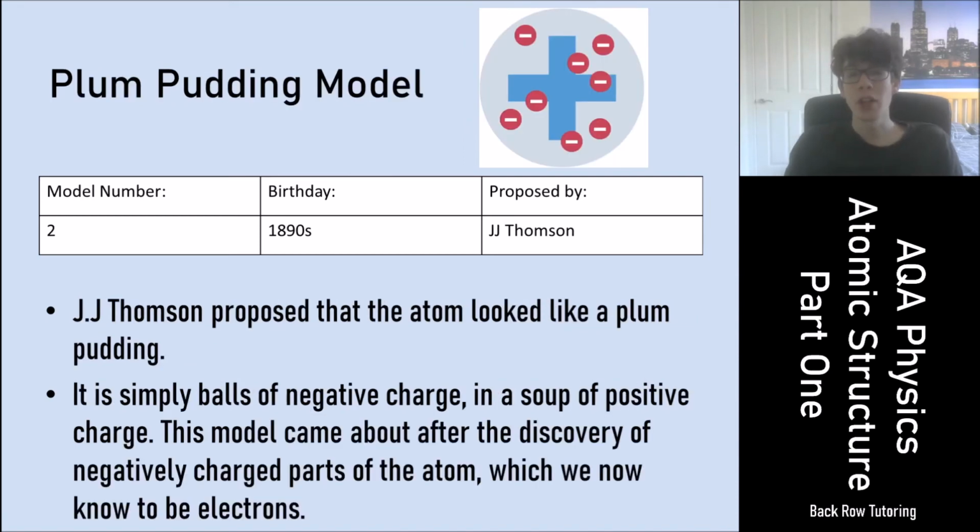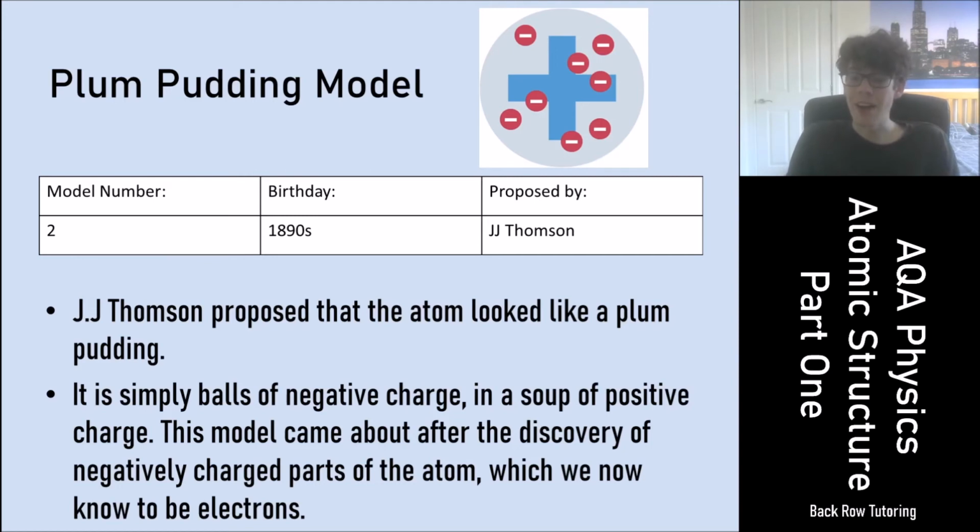Then model number 2 came along, and this was the plum pudding model. The birthday of this was the 1890s. In the 1890s, J.J. Thomson proposed the idea of the plum pudding model. J.J. Thomson proposed that the atom looked like a plum pudding. It is simply balls of negative charge in a soup of positive charge.